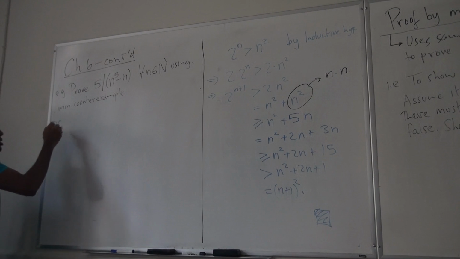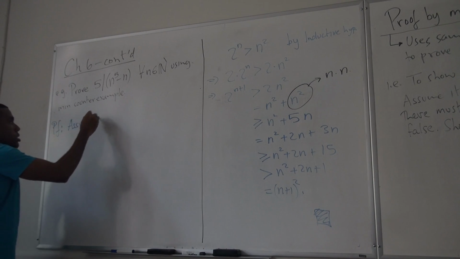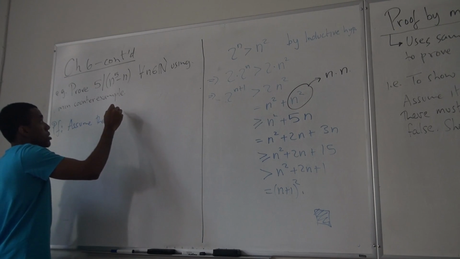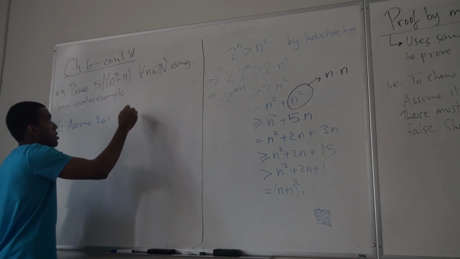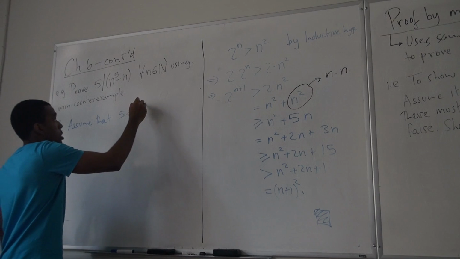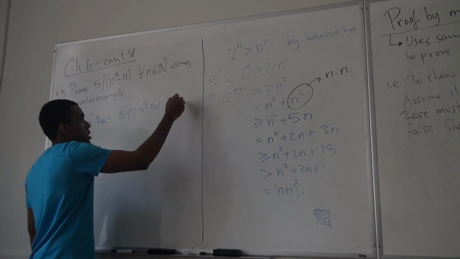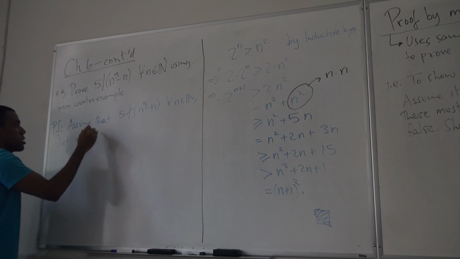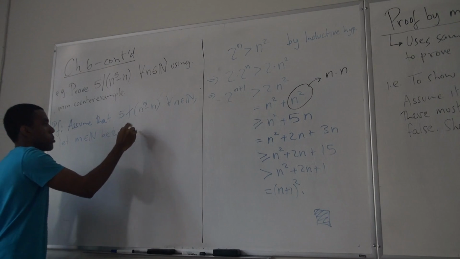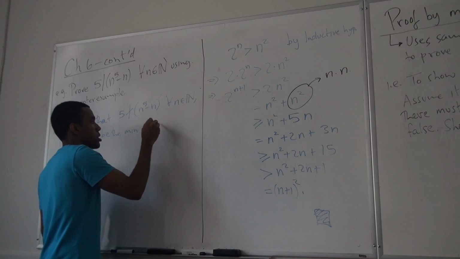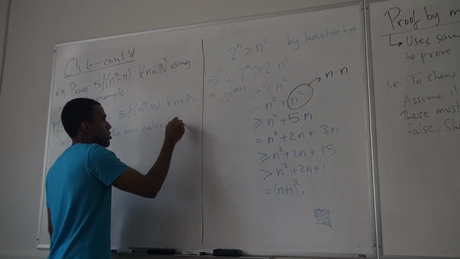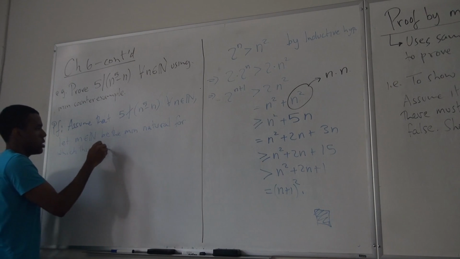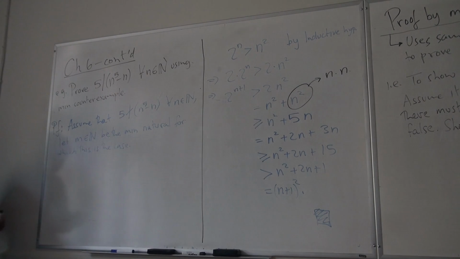So basically the proof would go like this. Assume that 5 does not divide n to the 5th minus n for all n in N. Let n in N be the minimum natural number for which this is the case. Right? So you usually start out like that.